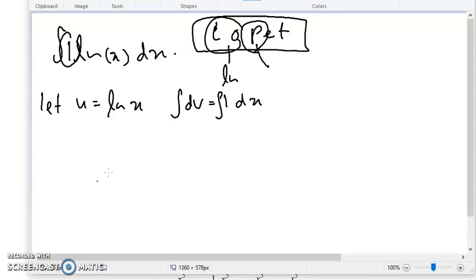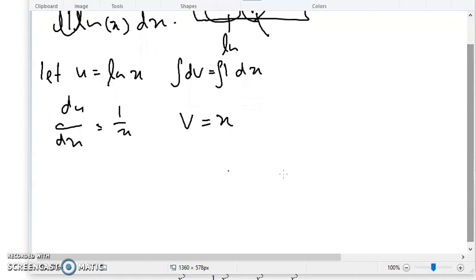So you are going to integrate this one. Differentiate u with respect to x, it will be equal to 1 over x, and here v will be equal to x. So then the next step, what can you do? You are going to substitute into the formula. So u dv will be equal to uv minus integral of v du.